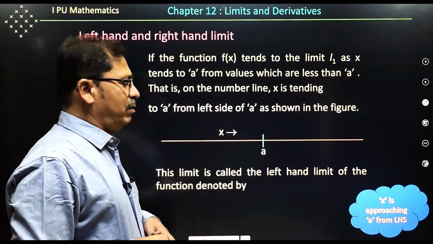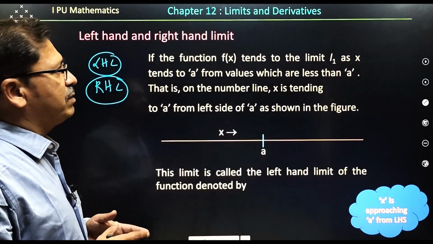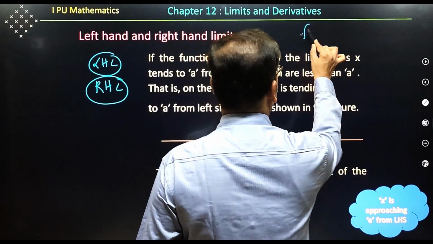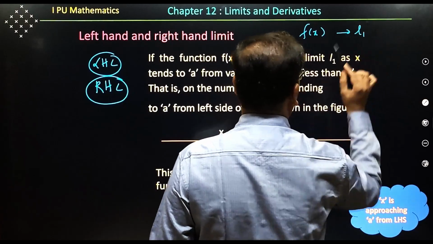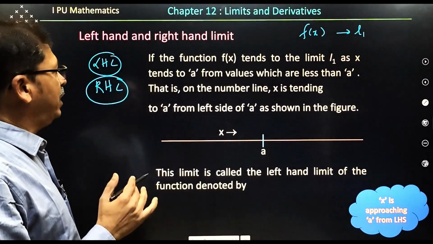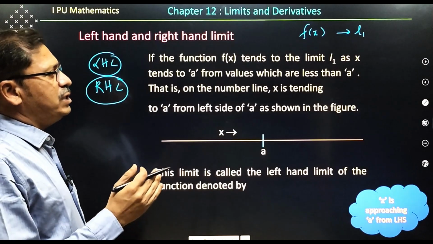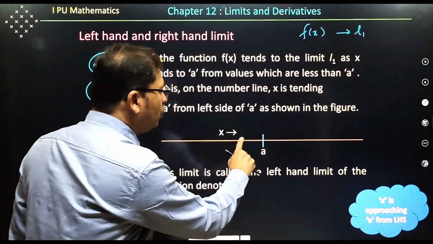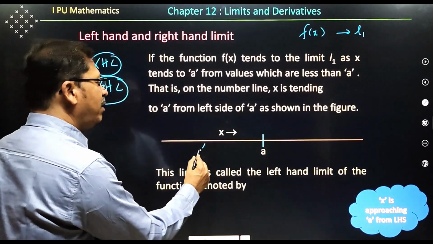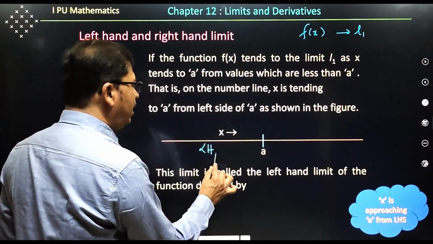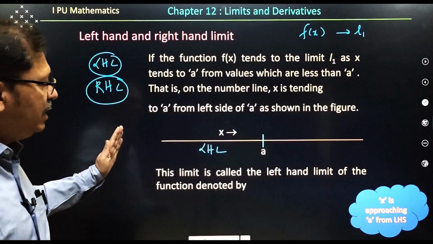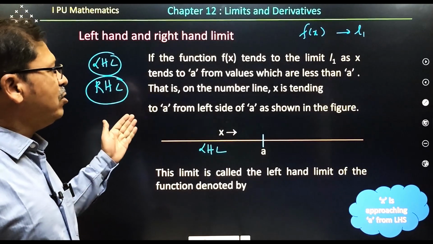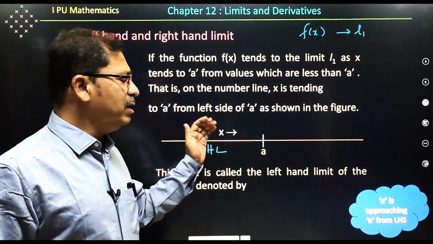The function f(x) is said to tend to the limit L1 as x tends to a from the values which are less than a. Observe this number line, a is a point on the number line, and x is tending towards a from the left hand side. That is, on the number line, x is tending to a from the left side of a as shown in the figure.